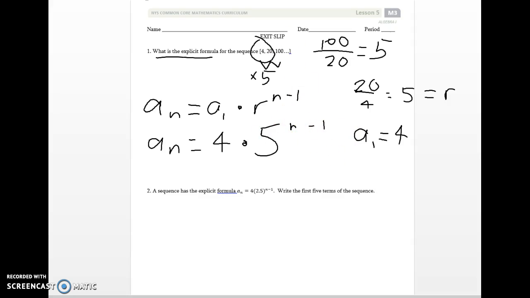One thing that students sometimes do is forget to make this an exponent. Sometimes they'll take this exponent and put it down here in parentheses, but it must be an exponent, so please keep it as an exponent.